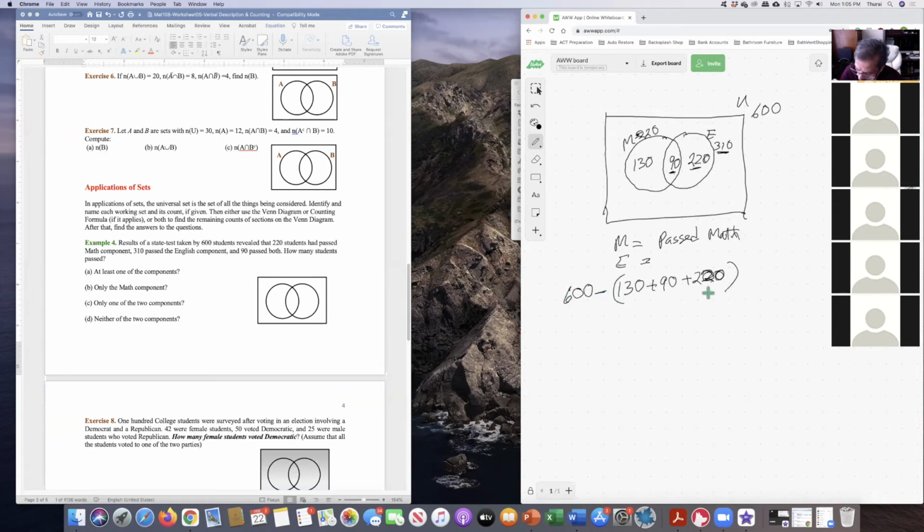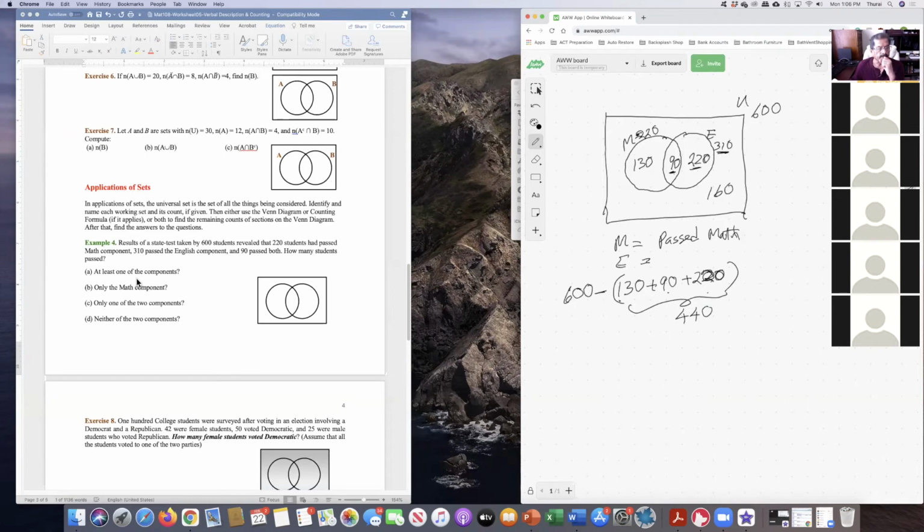So 220 plus 130 is 350, plus 90 is 440. So this adds up to 440. So 600 minus 440 is 160. 160 is the outside. Okay, so we have all the numbers, and now we can start answering questions. Now, remember, you have to interpret the questions correctly also.